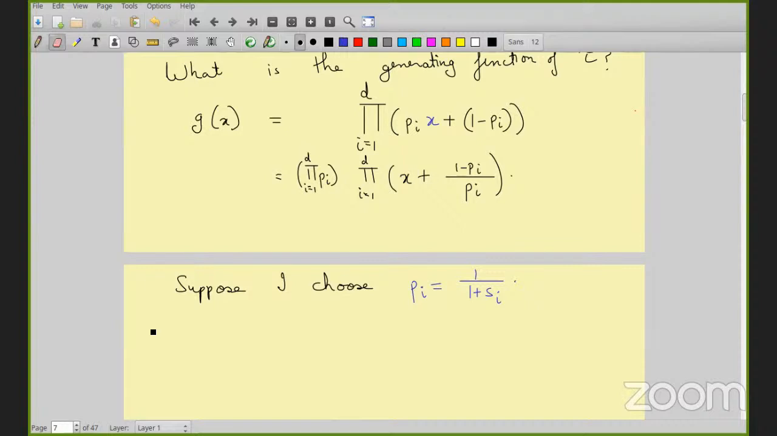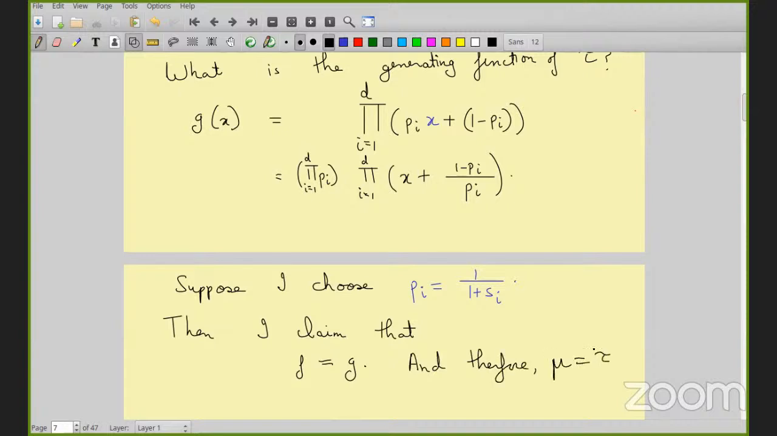And then I claim that f is equal to g, and therefore mu is equal to tau. So there are some things to check here. So what are the things we should check?